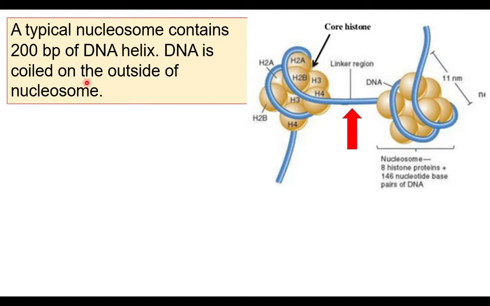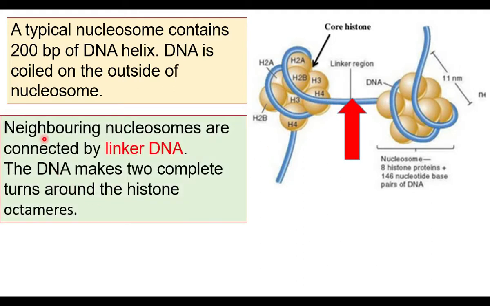DNA is coiled on the outside of nucleosome. The length of DNA coiling is 200 base pairs. This is one nucleosome, this is another nucleosome. The two nucleosomes are connected by linker DNA. Neighboring nucleosomes are connected by linker DNA.